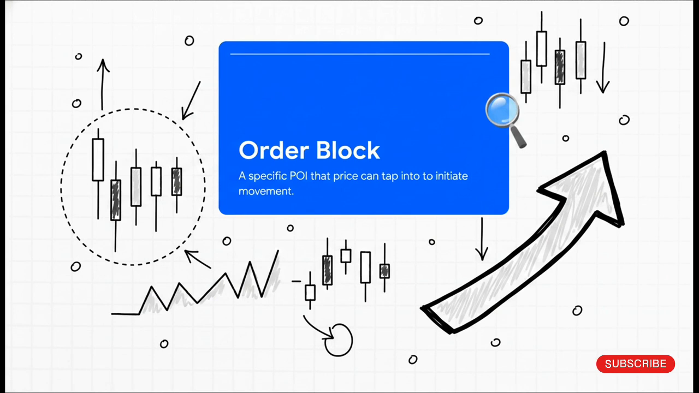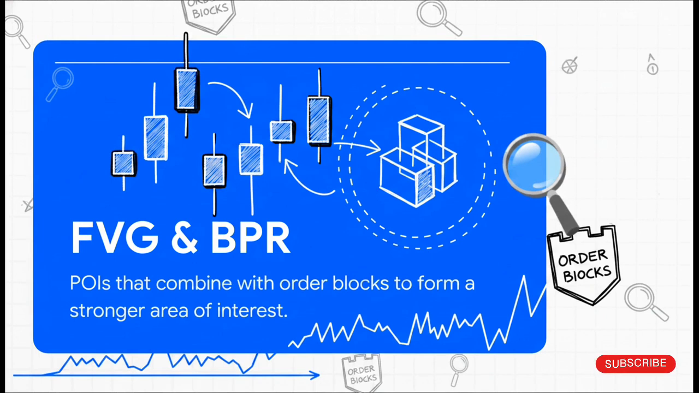So what do these POIs actually look like in the wild? Well, first is the order block. This is a specific type of POI that price taps into to initiate a movement. You see, once price grabs that liquidity we just talked about, it will very often seek out an order block to reverse and kick off its next big explosive move. Next in our glossary, we have the FVG, or fair value gap, and the BPR, which stands for balanced price range. When these combine with order blocks, you get a highly fortified, massive area of interest.